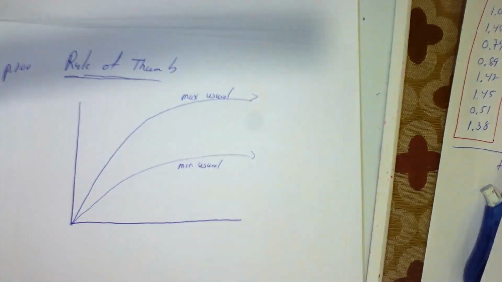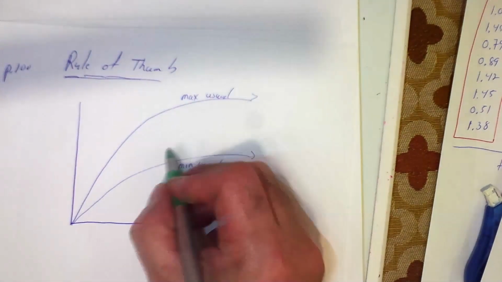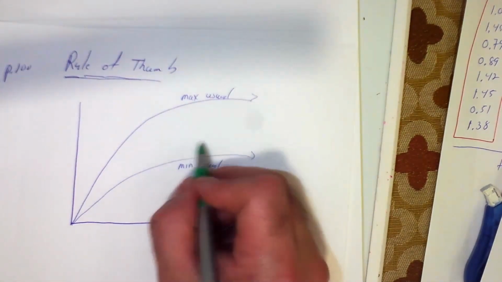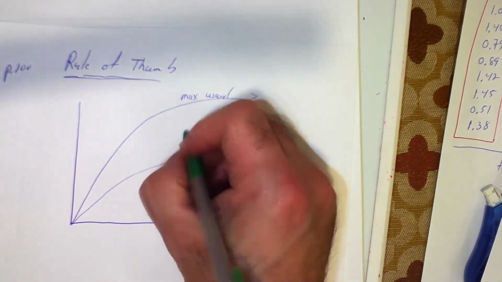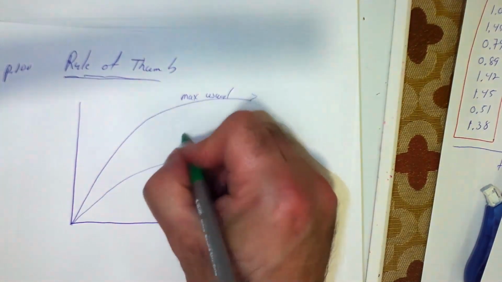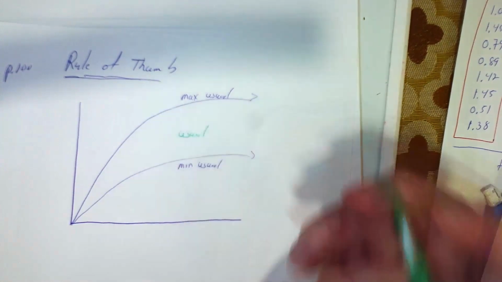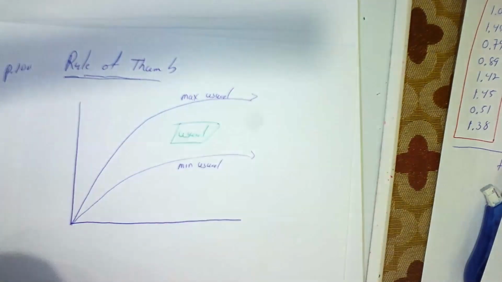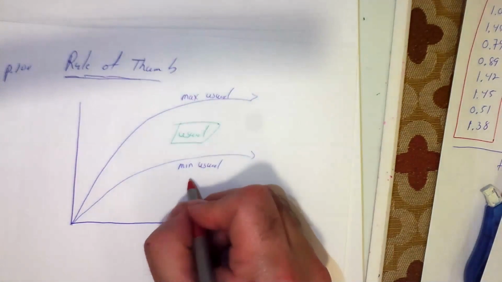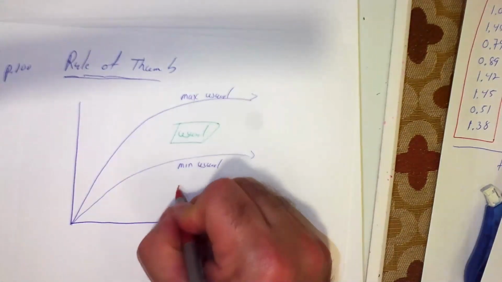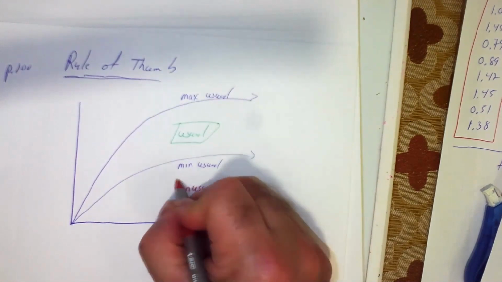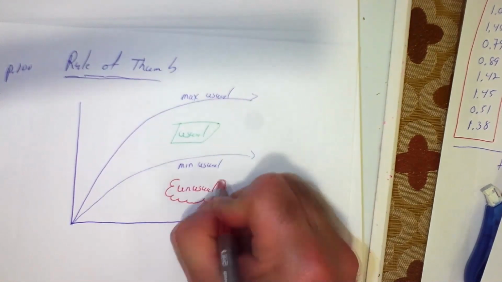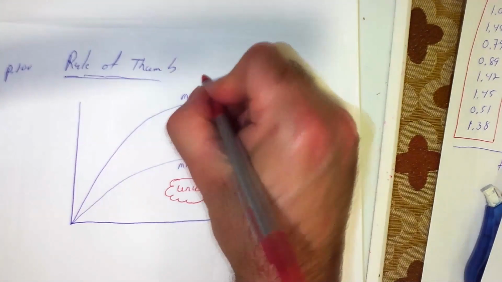So anything that falls in between here. If your child falls in this spectrum or this area here, they're good. It is considered usual. So there's no problems. Usual is good. But if they fall below or above the max, that's considered unusual. Bad. Concern.